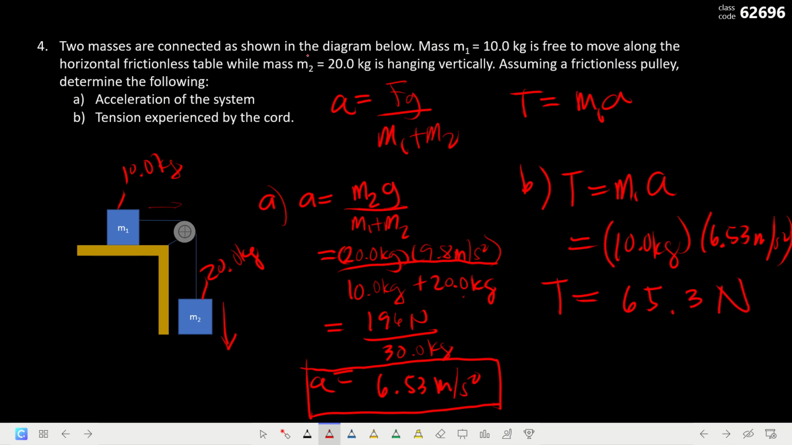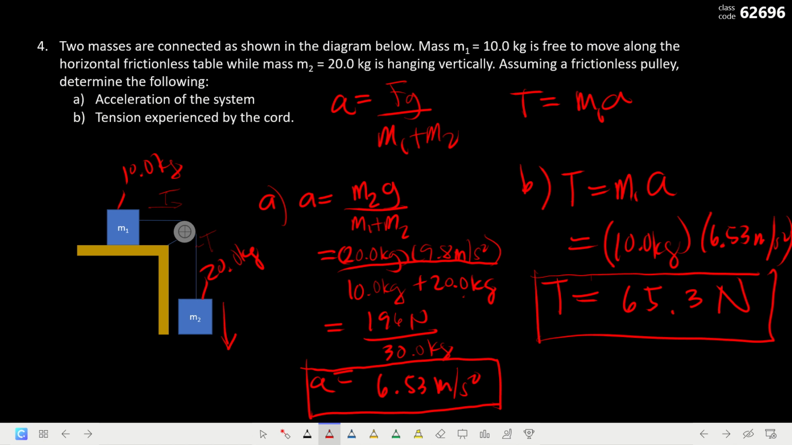Okay, so that's all for this example. Now we have this final answer for the acceleration of the system, which is equal to 6.53 meter per second squared, and the tension force, which is equal to 65.3 newtons. The tension force here and the tension force of this part of the string is equal, and the acceleration of the system is the same. So accelerating downward and accelerating to this direction. So ito yung value nila.